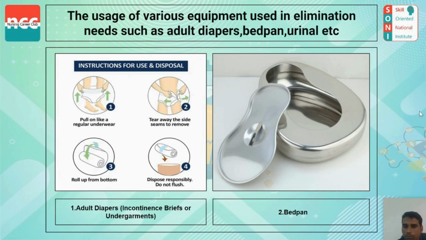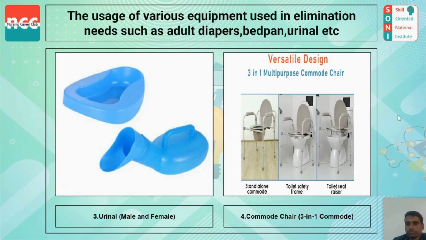Now we will discuss the bedpan. Bedpan is an equipment which is used to intake the food and we can put our food in the bedpan. So bedpan is very important for us to intake food. Now we will talk about urinal, male and female. There is a urinal pot for the male and female.